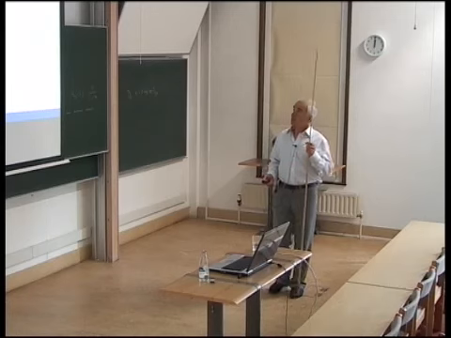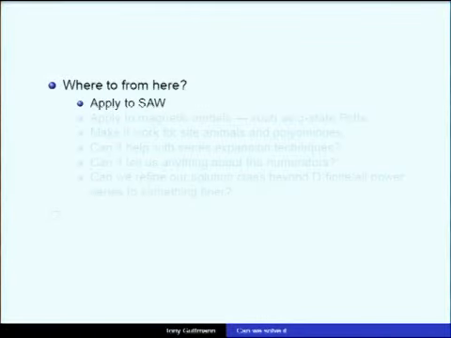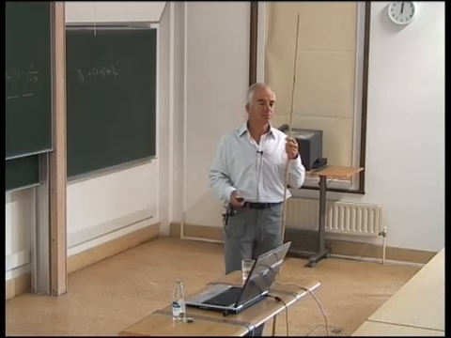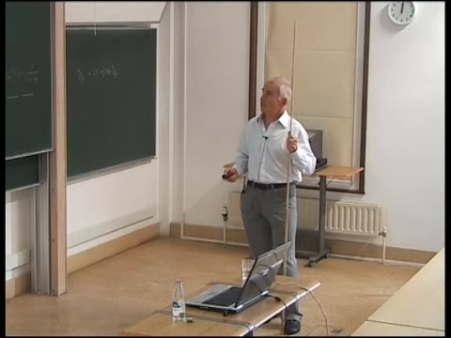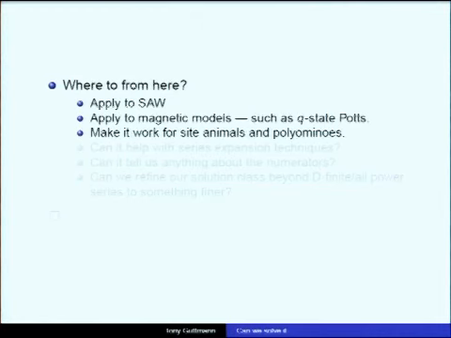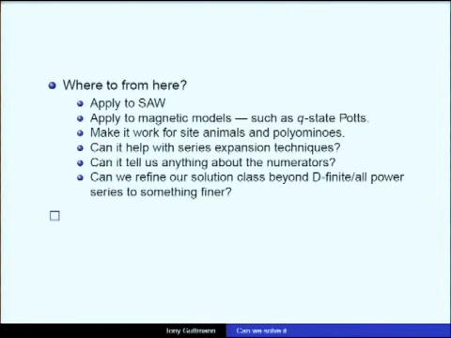So where to from here? Well, we still haven't quite managed to make it work for self-avoiding walks. Again, my vanishing PhD student John Dethridge, of whom I spoke last week, claimed to have proved this, but then vanished before he wrote up the proof. We would also like to apply it to magnetic models such as the Q-state Potts model, make it work for site animals and polyominoes, ask more general questions. Given that we know so much now about the structure of these things, can we somehow make it help us with series expansion techniques? Is there anything we can do to find out more information about the numerators?